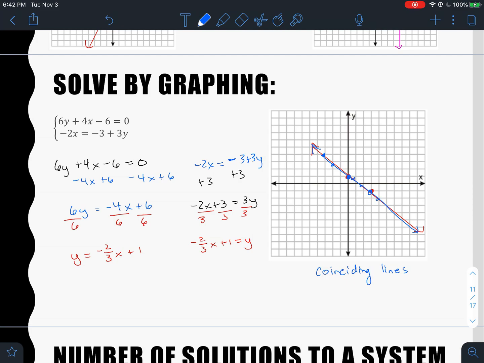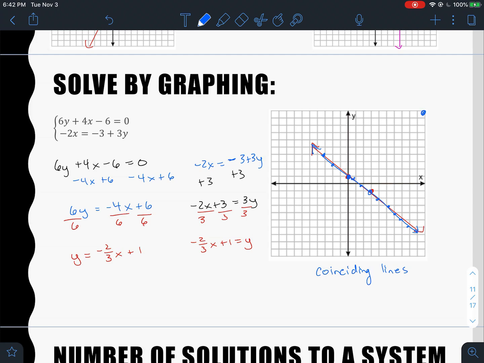How many solutions do you see on that? Where do they intersect? Well, they intersect everywhere. How many points are there on a line? There's an infinite amount of points. So how many solutions will these two lines have? They have all solutions in common. And so we say that this has infinite solutions.